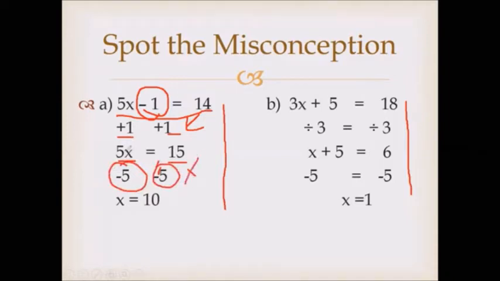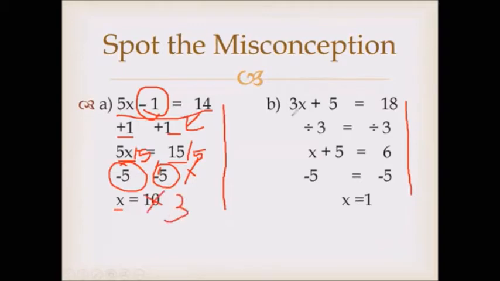Why is this wrong? Because 5x means 5 into x. So what do we have to do? Divide by 5. And if we have divided by 5 on the LHS, we have to divide by 5 on the RHS. Okay. So what is left here? 5 and 5 cancel out, x. And what is left here? 15 divided by 5. So your answer 10 is wrong. Your correct answer is 3.